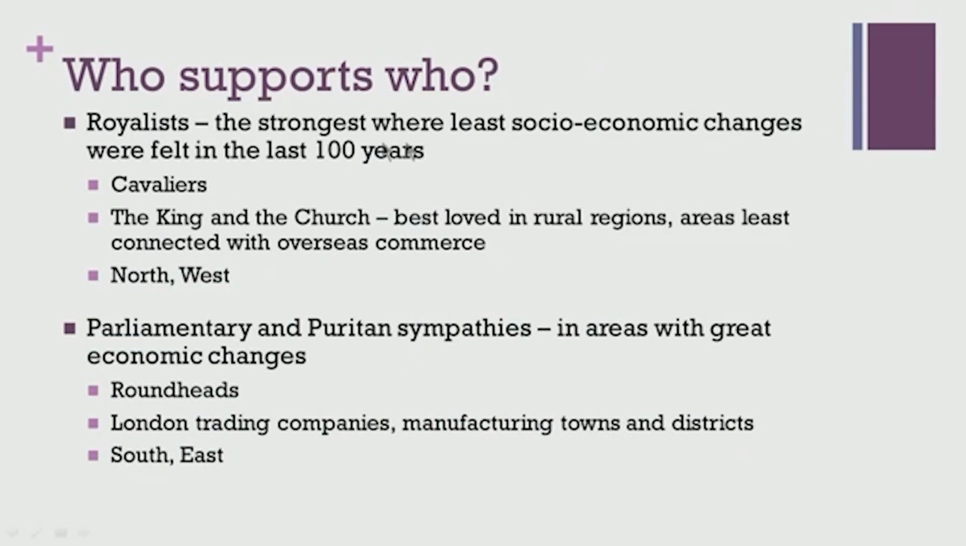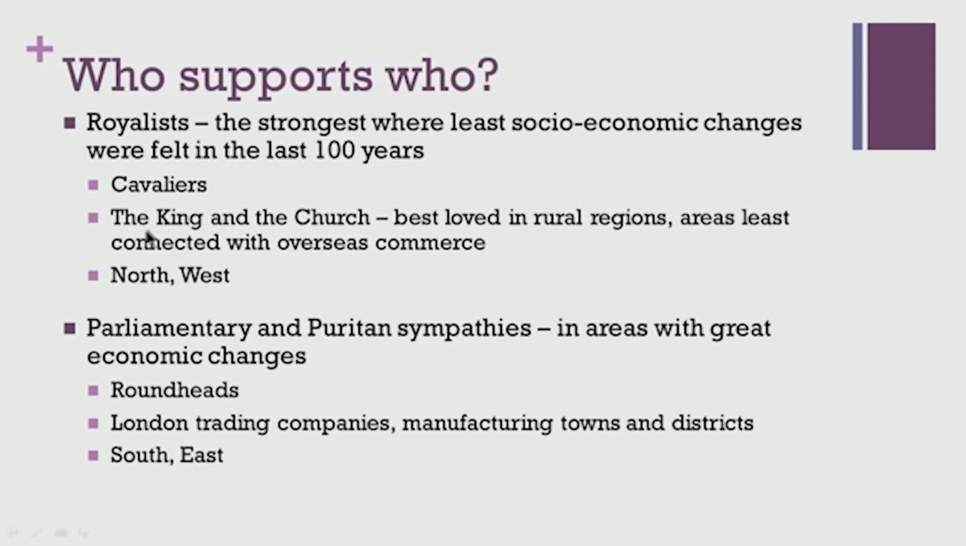The Royalists were the strongest where the least socio-economic changes had taken place in the last 100 years. So, they also had this nickname Cavaliers because they always mounted horses, and also they were seen as foreigners and bullies.